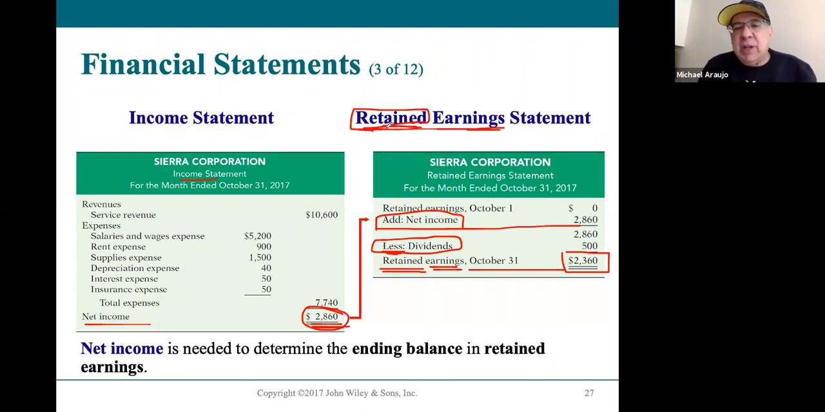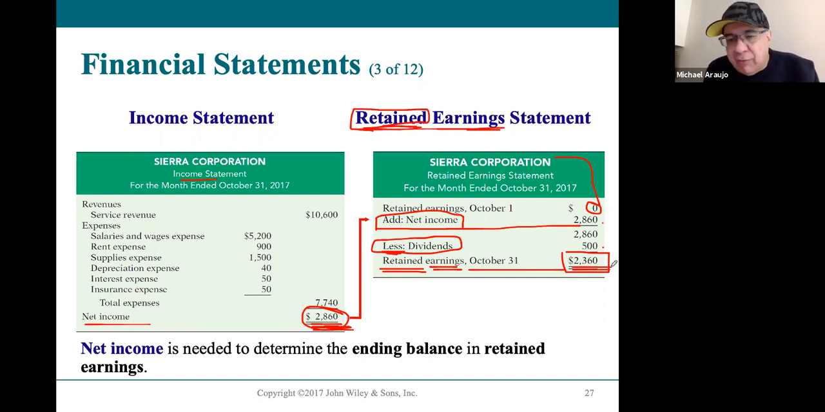And so what is being retained of the profits of the company is really what the retained earnings statement is. It's a very simple statement because all it's telling us is if the company started with any retained earnings. Now, Sierra Corporation is brand new, so it has 0 retained earnings at the beginning of the month because it just started in October. We just calculated how much profit it made in October, so that gets added. We were told here that $500 of that profit was sent outside of the company to the owners in the form of a dividend, so that has to be removed, so taken out. What's left is $2,360.